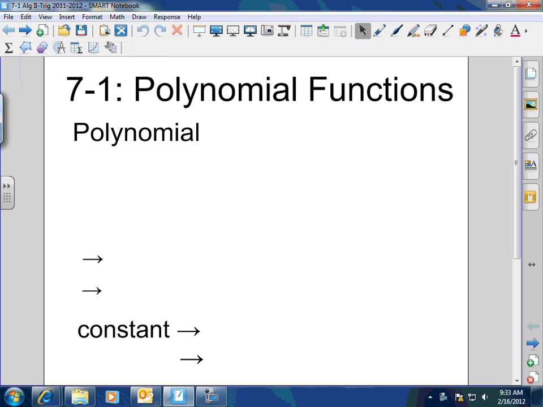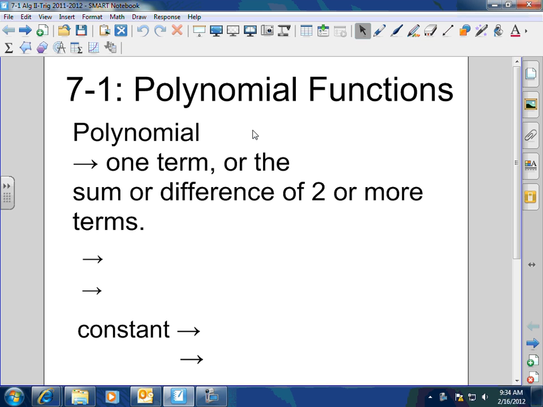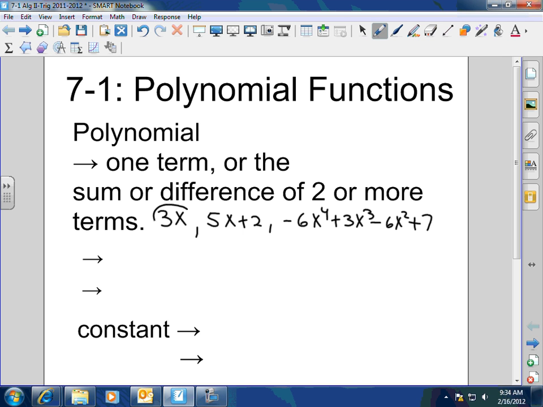Welcome back. We've got polynomial functions here. Remember, we talked about polynomials a long time ago, and if you remember, a polynomial is one term or the sum of two or more terms. That's what a polynomial is, okay? Examples of polynomials could be 3x, or 5x plus 2, or negative 6x to the fourth plus 3x cubed minus 6x squared plus 7. If I have one term, that's called a monomial.